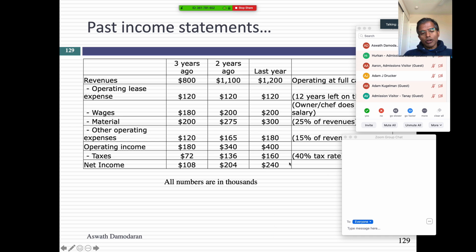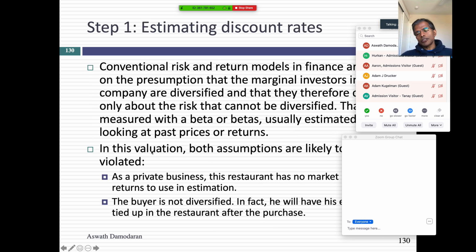Overall, though, this restaurant has operating income of 400,000 and net income of 240,000. So that's what the restaurant made last year. Your job is to assess the value for this restaurant for sale to another private individual. So let's take the first step in the process.